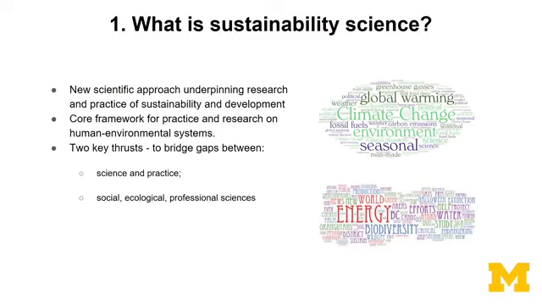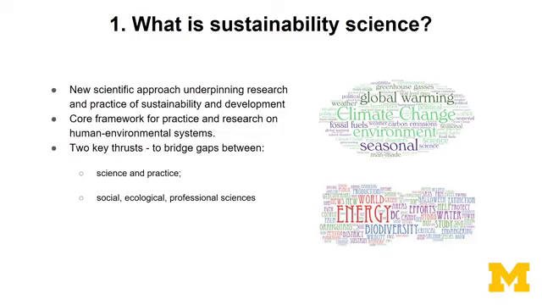Sustainability science can be thought of as a new scientific approach that underpins research on sustainability and development. But it is not just research that sustainability scientists care about. It is also the practice of sustainability. In this sense, it's the core framework for thinking about and researching and practicing policies related to human and environmental interactions.